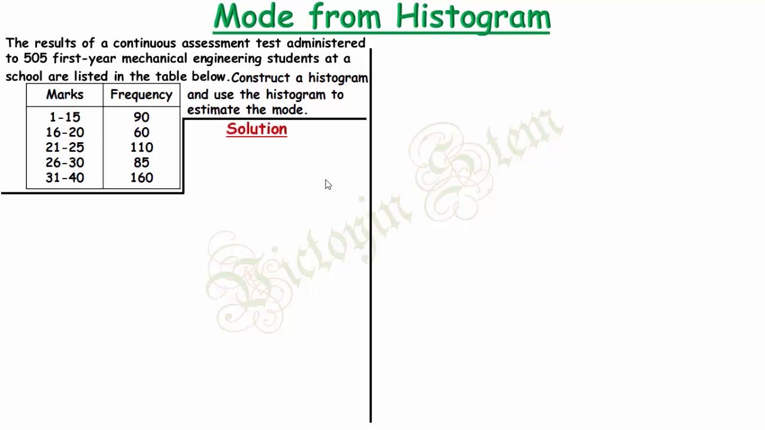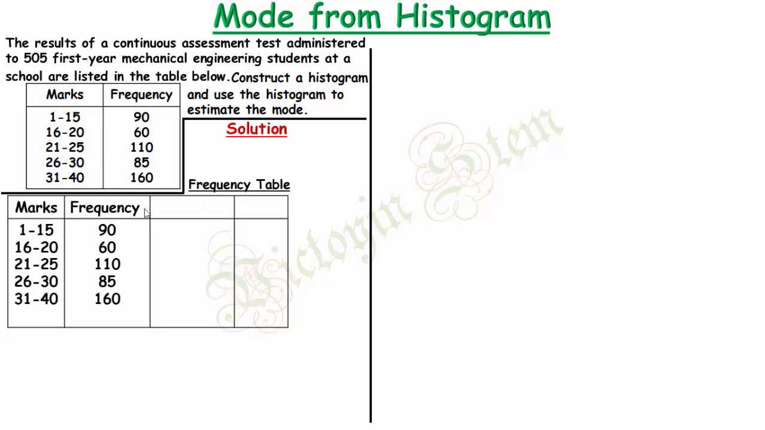Now, to solve this problem, I need to write out this frequency table. Okay, so I have my frequency table and I created two more columns. The essence of creating these two columns is to help me get the sufficient data that I need to construct my histogram. The column next to the frequency will be the class boundary, so I give it the name CB, class boundary.